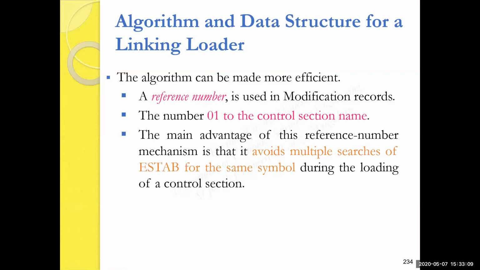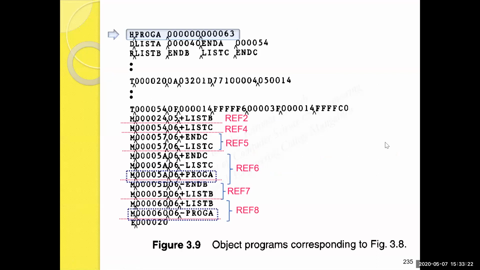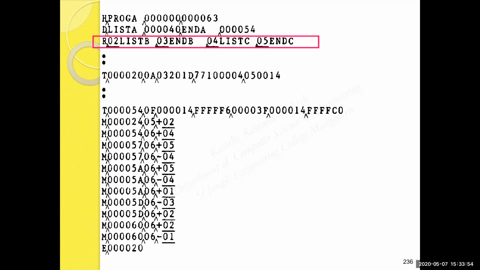The algorithm for the linking loader that we have just discussed can be made more efficient if a slight change is made in the object program format. The modification involves assigning a reference number to each external symbol that is referred to in a control section, and the reference number will be used in the modification record instead of the symbol name. Suppose that we assign reference number 1 to the control section name, and other external symbols will be assigned numbers as a part of the refer record of the control section. Then the same object program would be rewritten as follows.